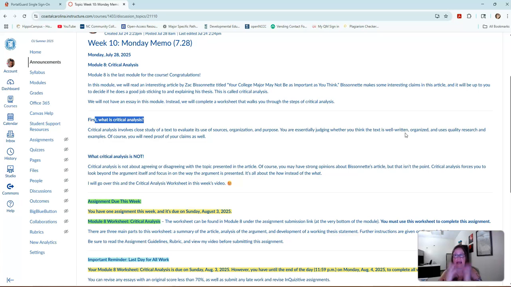You can't just say, yeah, this article uses good sources. Yeah, it's organized, and sure, the author meets his purpose. It's effective. You can't just say that and not support why you're saying that. What in the article makes you believe that? And that's what critical analysis is.